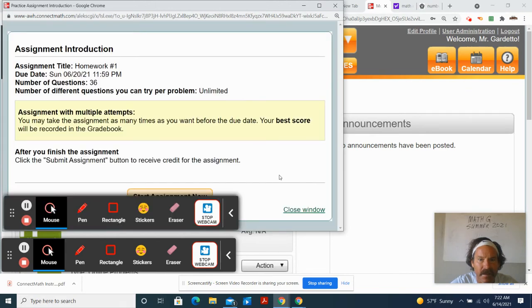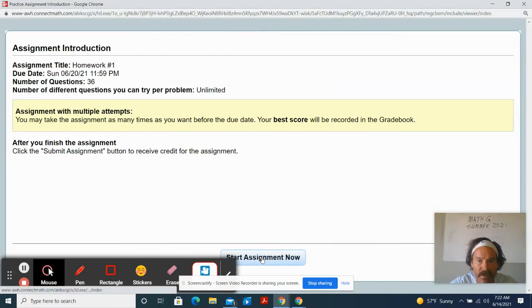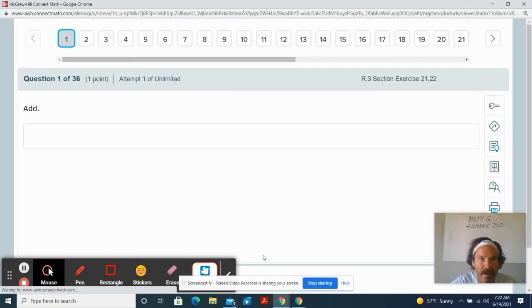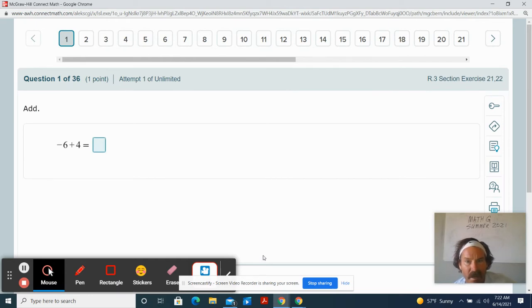This is the first window that you'll see. I'm going to go ahead and start the assignment. This is homework number one, and there are 36 problems. You can work these problems as many times as you want. There's an unlimited number of attempts. So if you get one wrong, you could do a different problem and get it right and try to get 100% on all of the homework assignments.